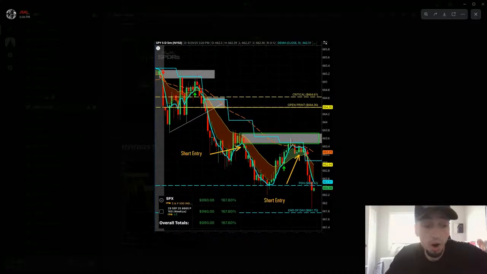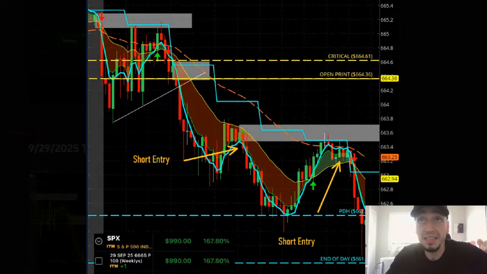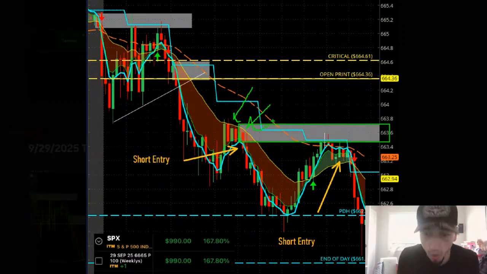We got a green bar that gets ignored. Can't close outside the 20. Trade with the 20. If you can't close outside the 20, guys, it's for a reason. The market is telling you that whoever's defending that 20, you should trade with. That was it.